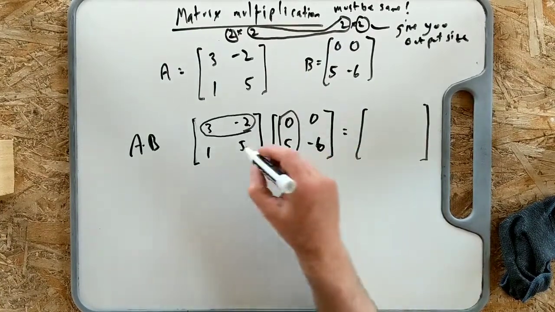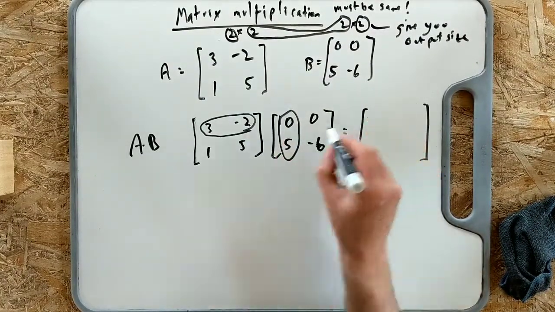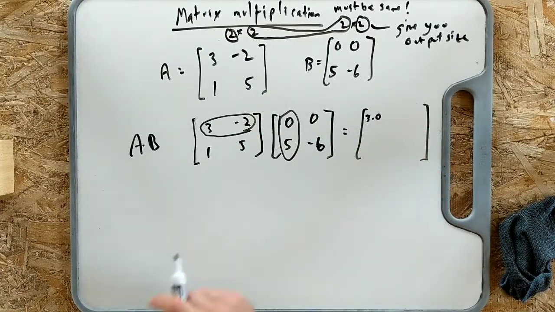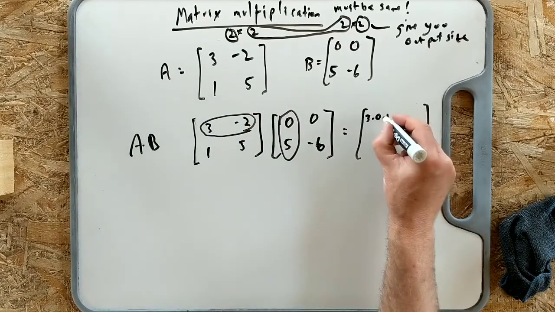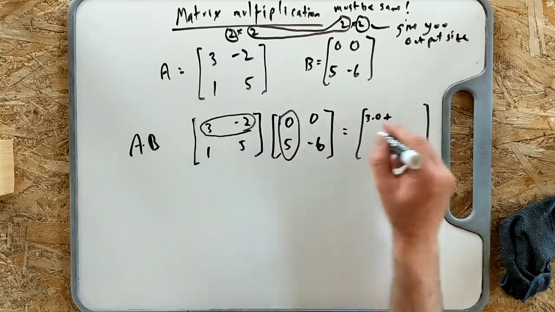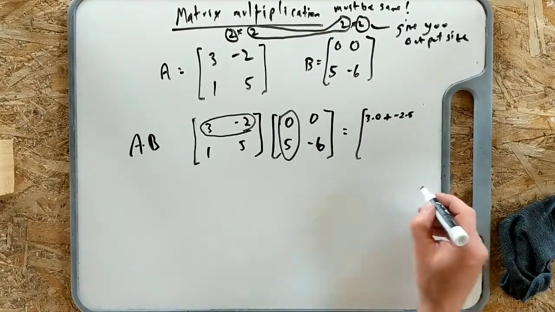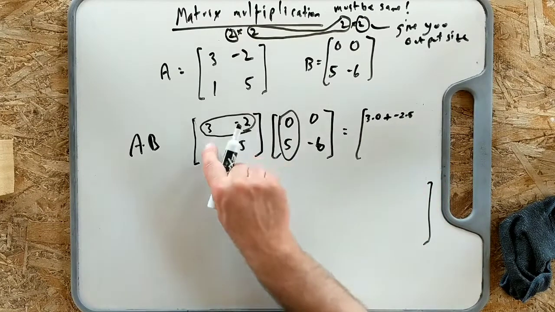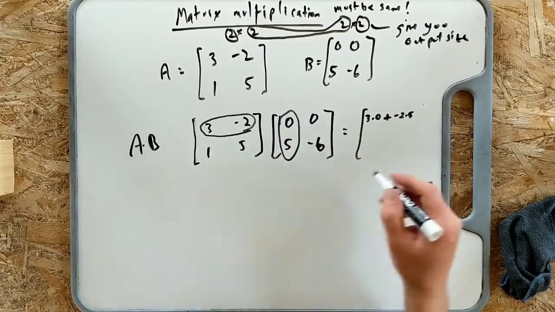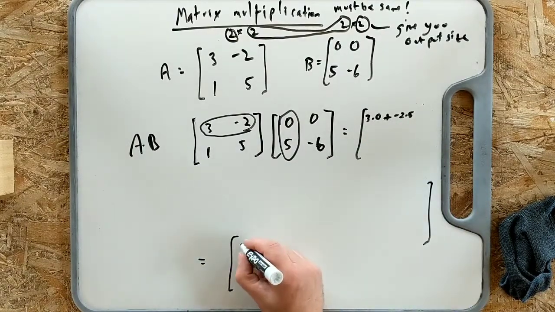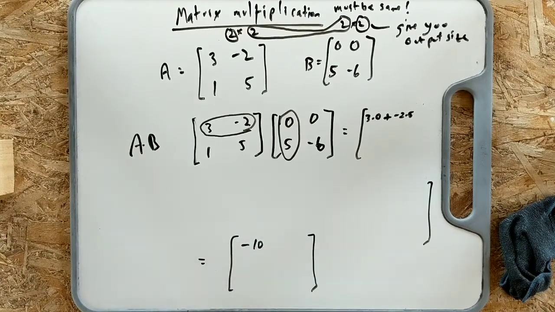Then I multiply the first number in the row times the first number in the column, and I get 3 times 0. And then I add to that the second number times the other one, so -2 times 5. I'm going to run out of room here, unfortunately, so I'll put the rest down here. Again, 3 times 0, -2 times 5. When I'm done, that gives you 0 minus 10, or -10. That is just for the first element.